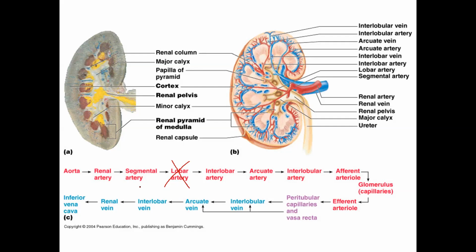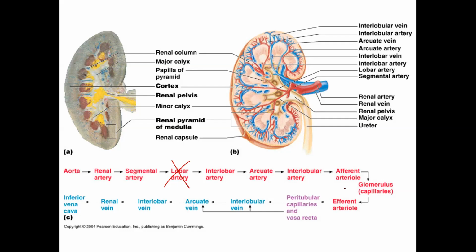Okay, so now if you look at this trace here, this blood trace from the aorta, blood will eventually get to the vena cava. In this trace, there are two capillary beds involved. One is here between the afferent and efferent arterioles, and another one is between arterial and venous here. It's called the peritubular capillaries and the vasa recta.